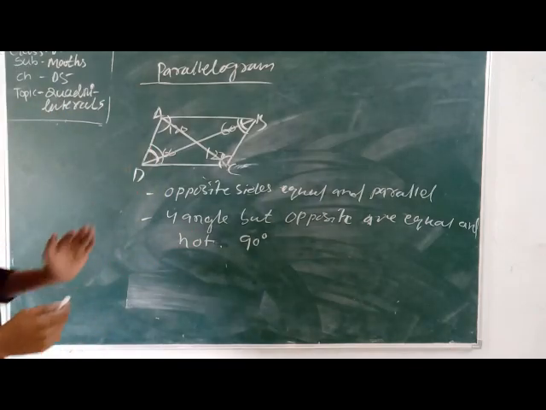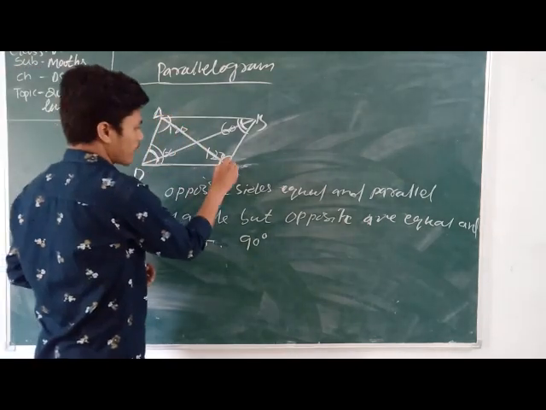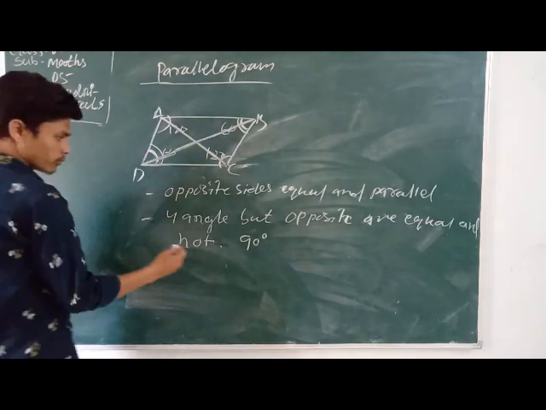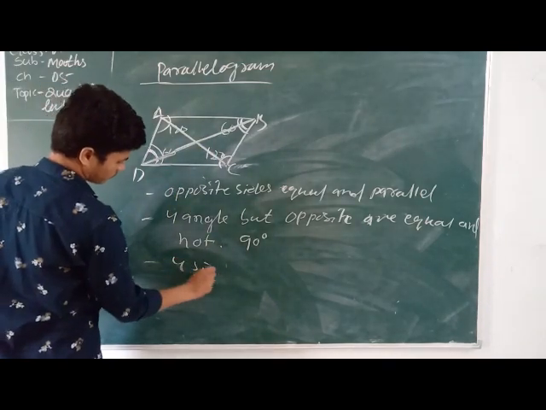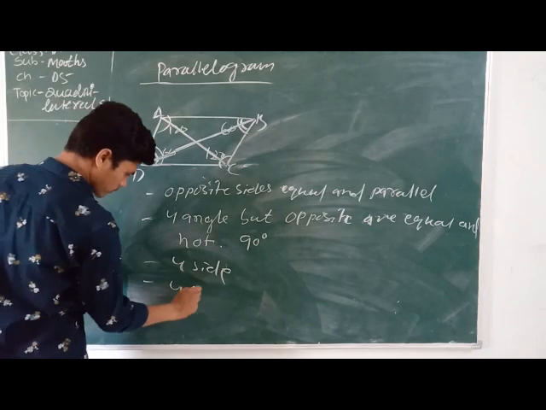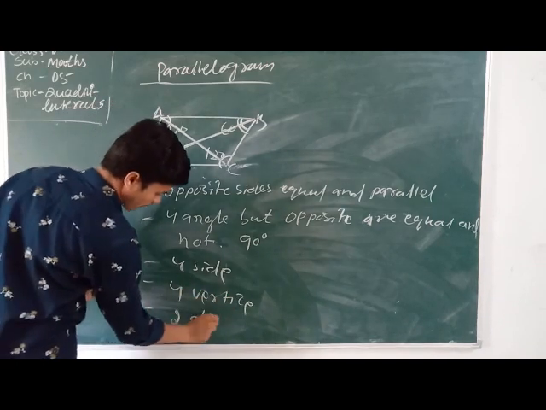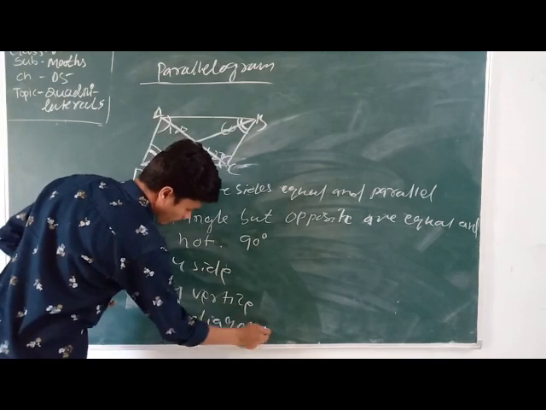And their diagonals are not equal. Their diagonals measure differently. Here also there are four angles, four sides, four vertices and two diagonals. That is about the parallelogram.